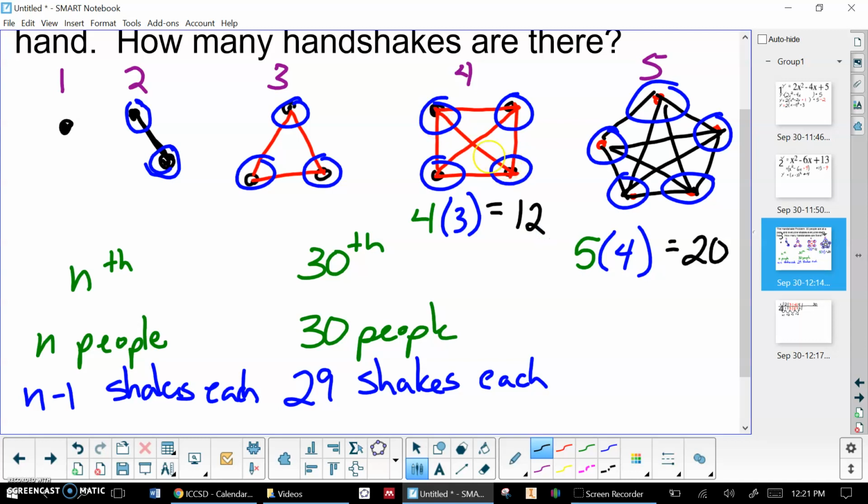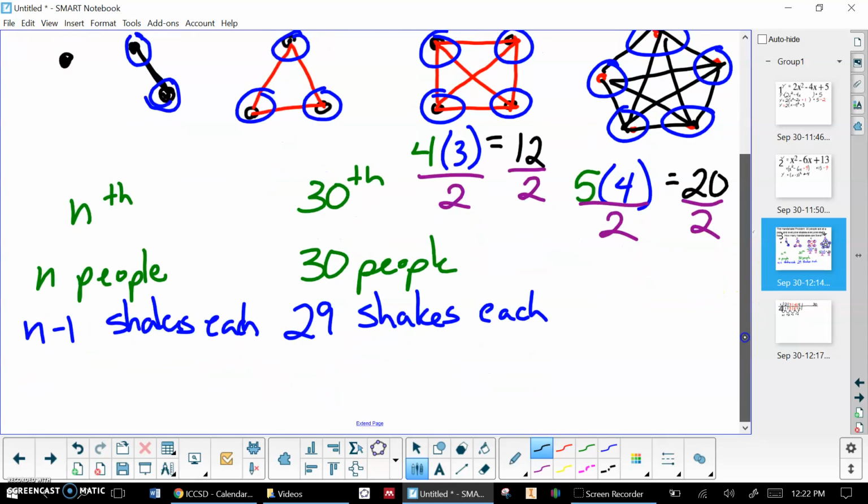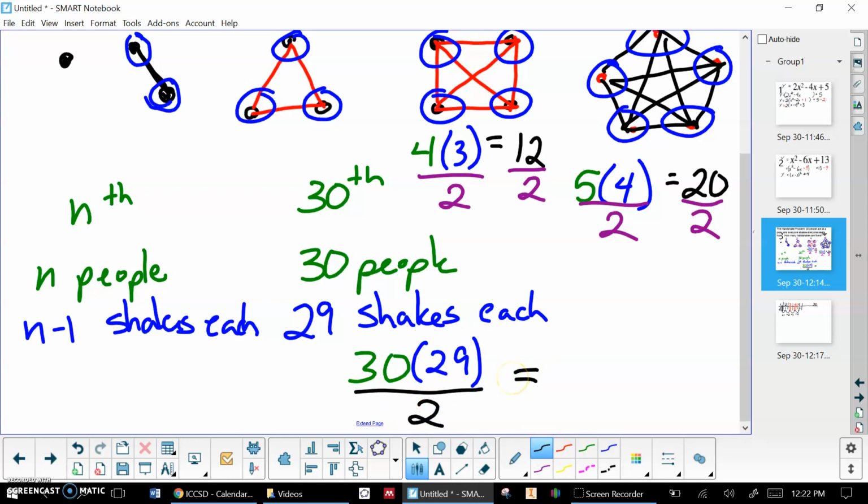And that has to do with the fact that each line representing a handshake is shared between 2 people. This person could count it as a handshake, this person could count it as a handshake, but it was really only 1 handshake total. And so to fix that problem, what we need to do is divide each of these by 2, because each person would be counting that handshake, and we don't want to count each one twice. And so you'll notice by dividing by 2, we'd get 6 handshakes here, we'd get 10 handshakes here, and that's our correct number. So for 30 people, what we'd want to do is take 30 people times 29 handshakes each, but divide it by 2. And in that case, I'm not going to get 870, I'm going to get 435.